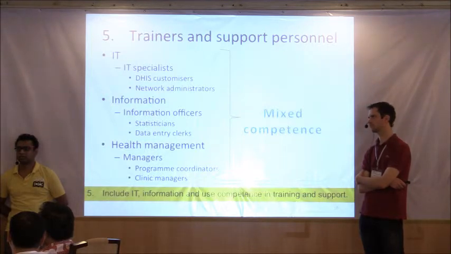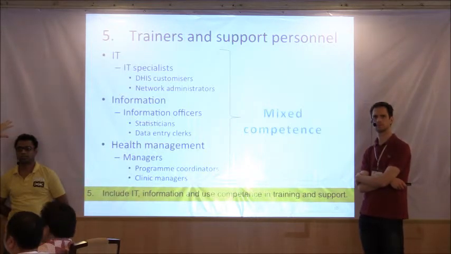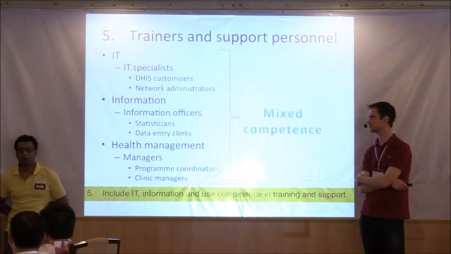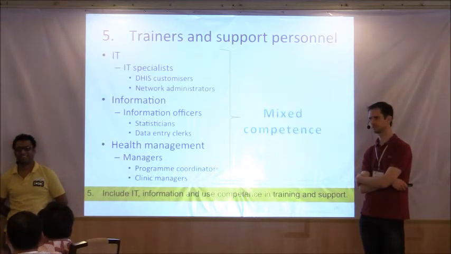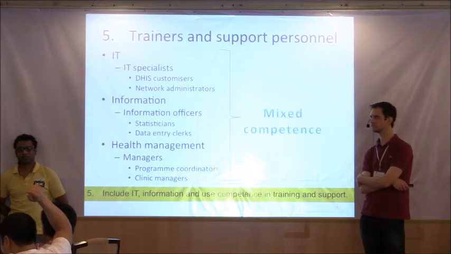Then information officers, how many? Who are the information officers? Just one information officer. No, one, two, three. Okay, very good. Actually, quite most are information officers. Yes. Health management people. 1, 2, 3, 4, 5. Yeah, a handful. That's good.